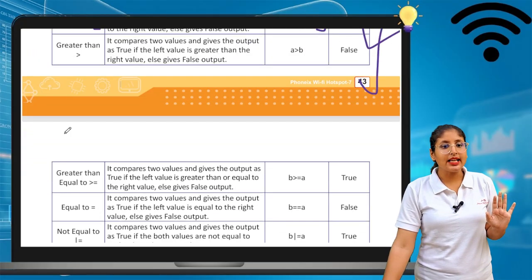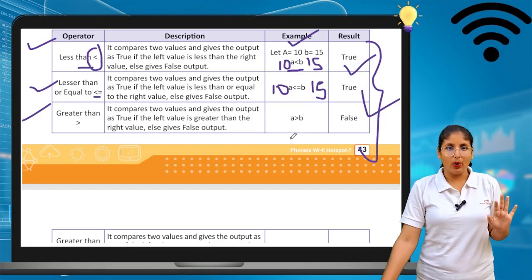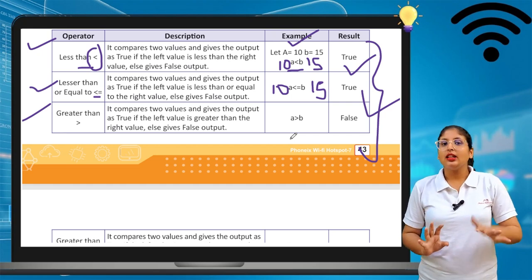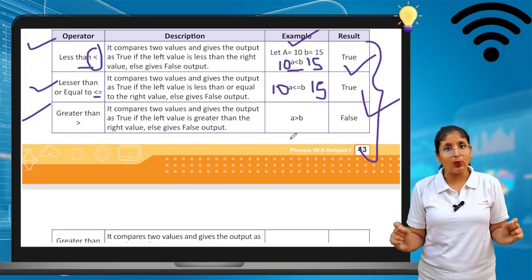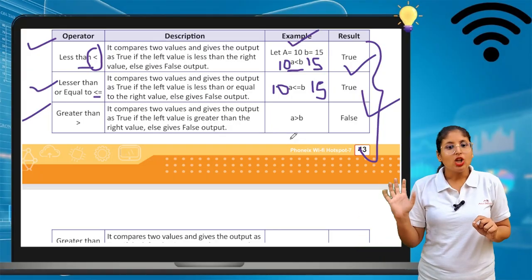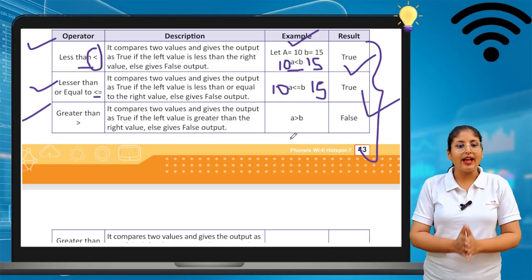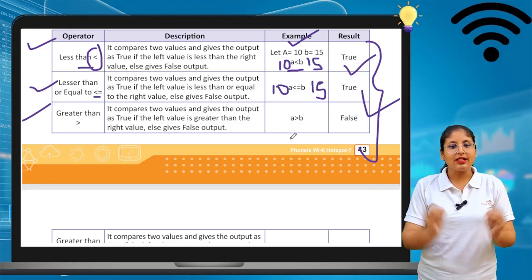Now third is the greater than symbol we are using. The symbol position is totally changed. Now the left hand side should be greater than the right hand side, then we can say the result should be true. It compares two values and gives the output as true if the left value is greater than the right value, else it gives the false output.